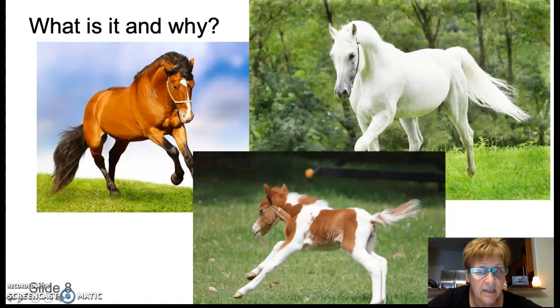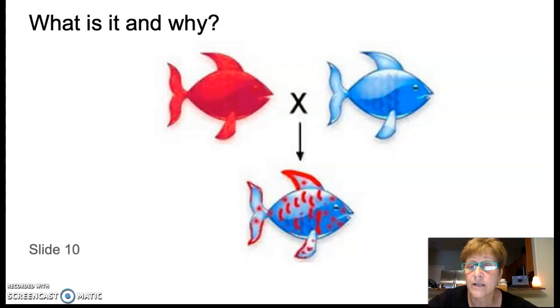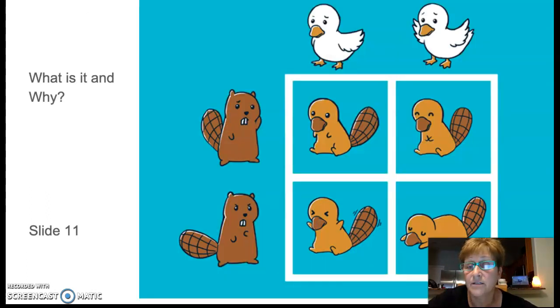So what do you see and what do you think it is? Is it codominance or incomplete dominance? So you're going to go through here, slide 9. What is it and why? What do you see happening? What is it and why? We have a red fish, a blue fish, and together they have a fish that has blue and red markings. What is it and why?